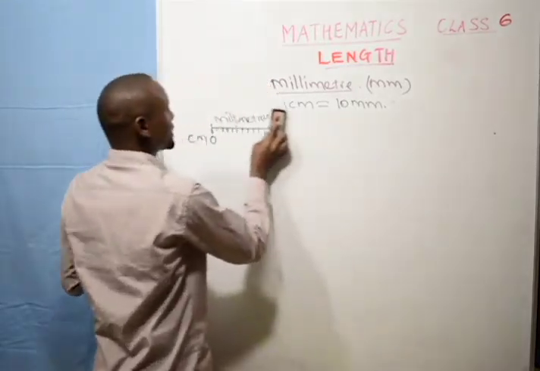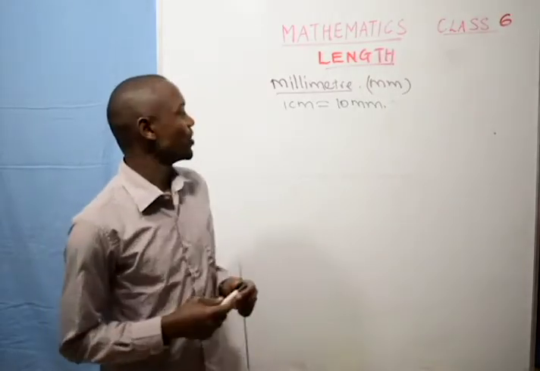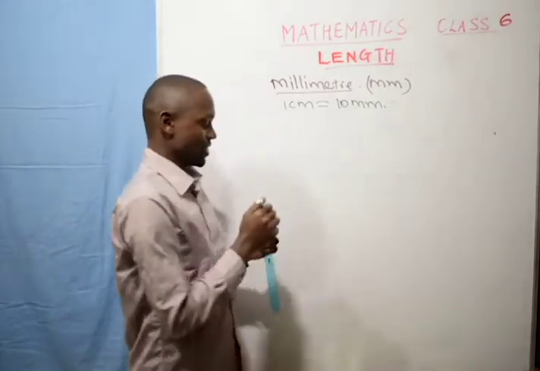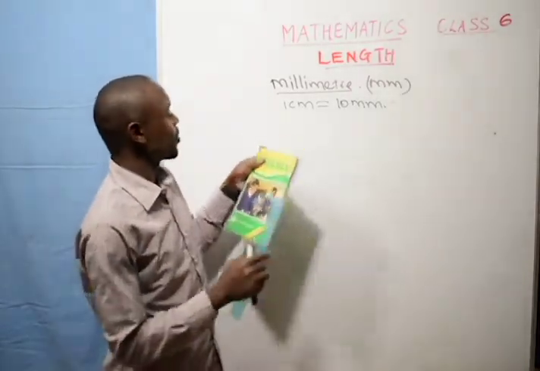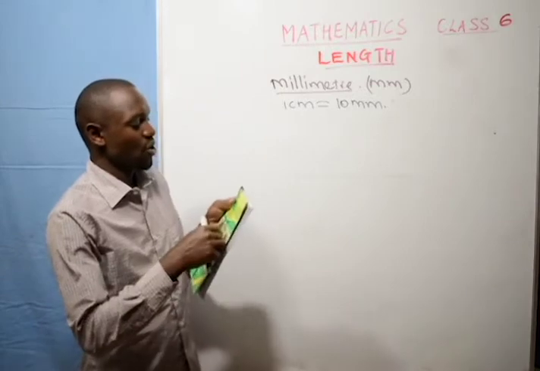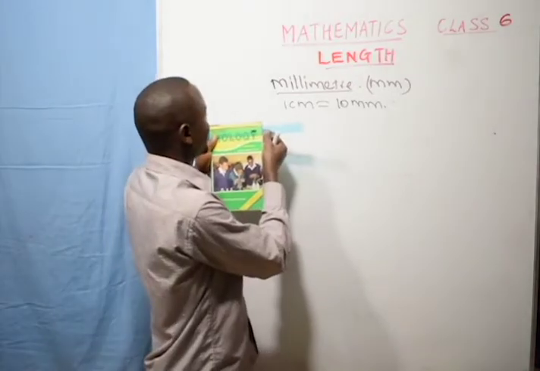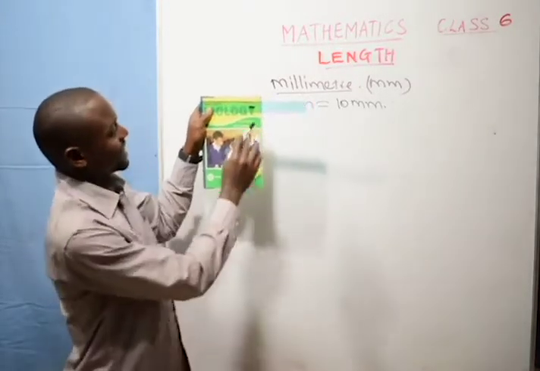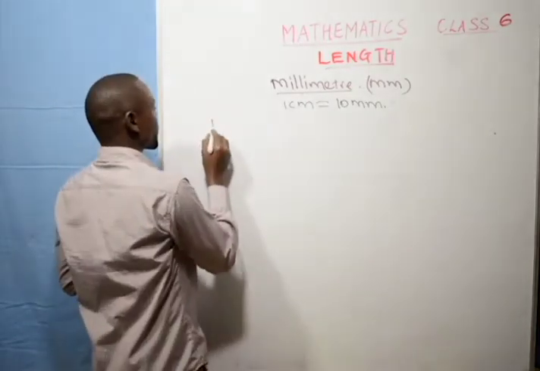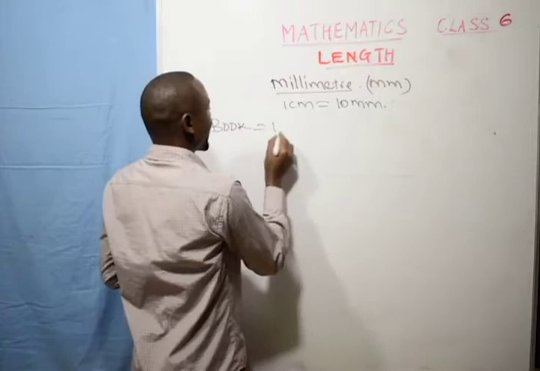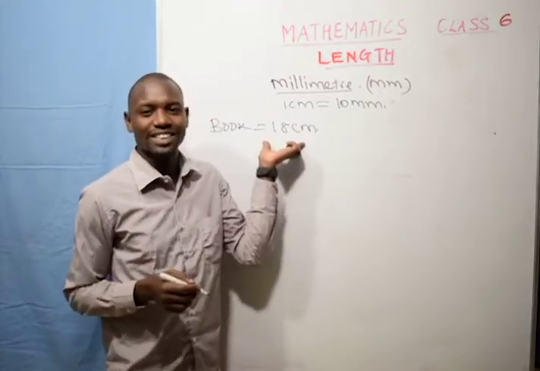Suppose we are told to measure the length of a book and give the answer in millimeters. I have a textbook here with me. We want to look at the width of this book using our ruler. The width of this book is reading at 18 centimeters. It is on the 18 centimeter mark. So the width of the book is 18 centimeters. What is this length in millimeters?